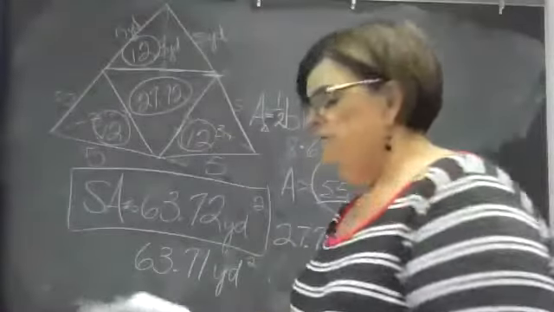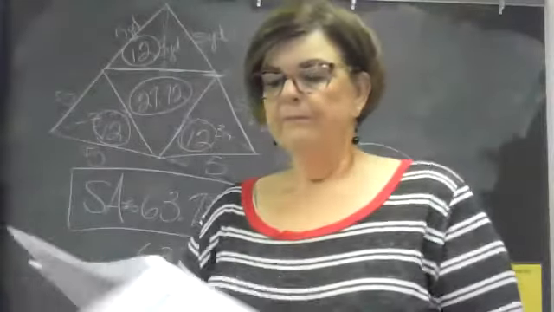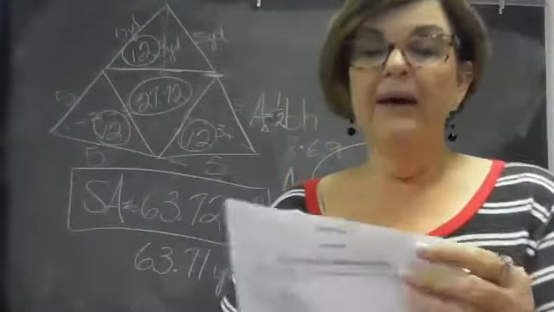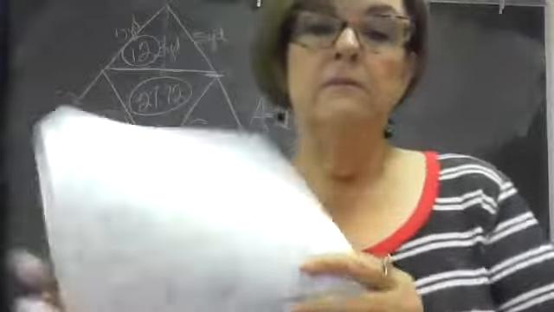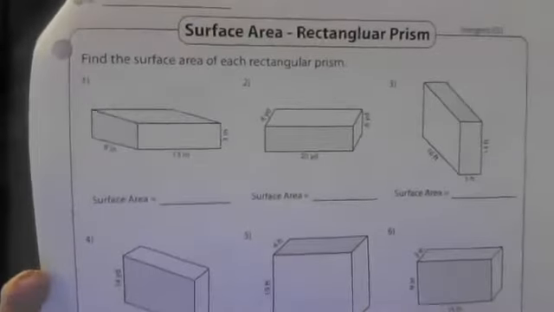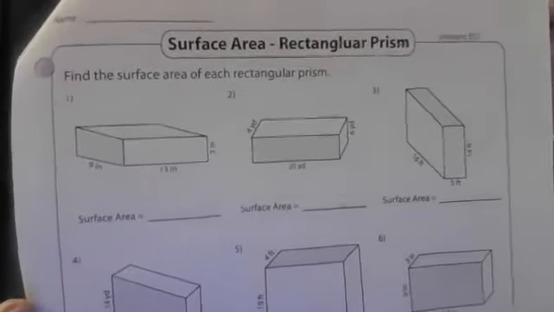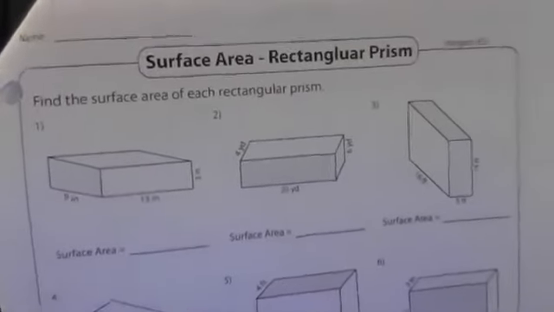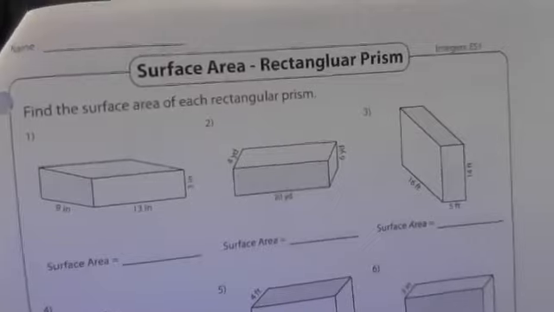Let's look at page 5. Now, they put the nets back together. And they want you to find the surface area. Now, of course, you can take this apart in your brain or write it down and you can find the area of each piece. But there is a formula on your formula chart.